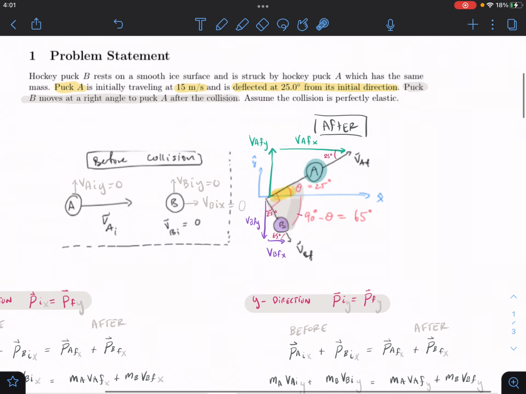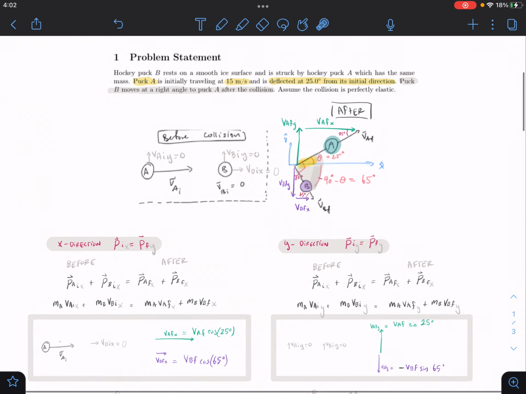In the problem, it says that it's deflected 25 degrees away from its initial direction, which could be any coordinate direction, but they just choose it to be X and deflect it by 25. And then we know that this puck is at a right angle to this puck, and that's how you get the 90 there. Okay, so what do you need to do?